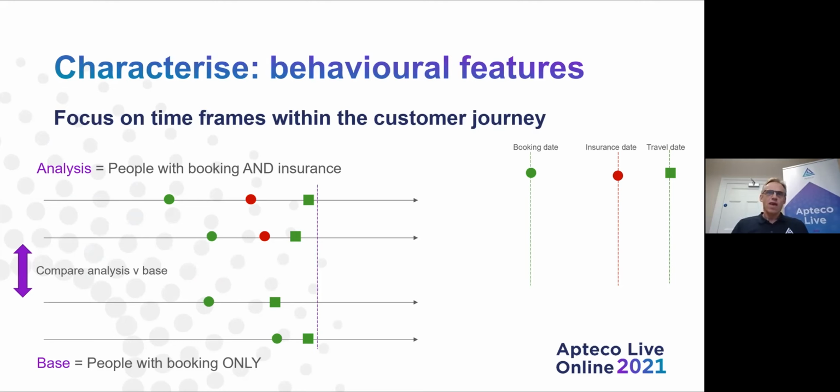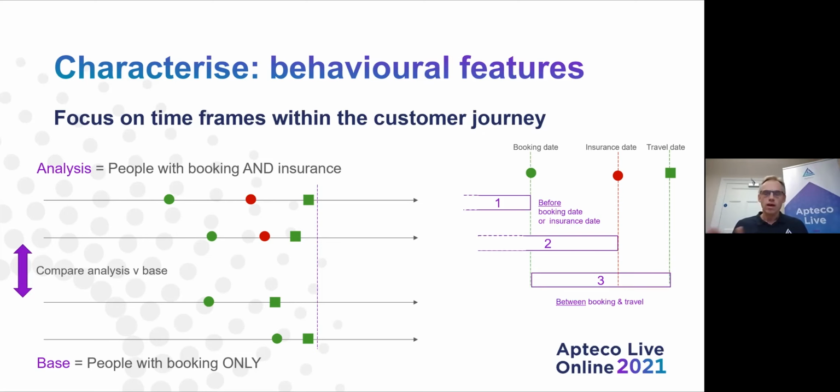And each behavioural feature that we create to compare the behaviour uses a time frame to identify what behaviour we're interested in. This could be relative to the booking date or the insurance date, or the period in between booking and travel. And the point is, we're looking at those specific dates for each individual when those events occurred along their own customer journeys.